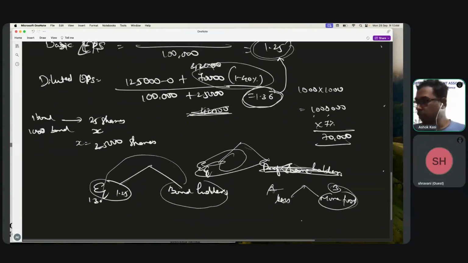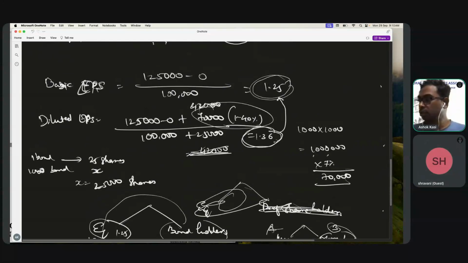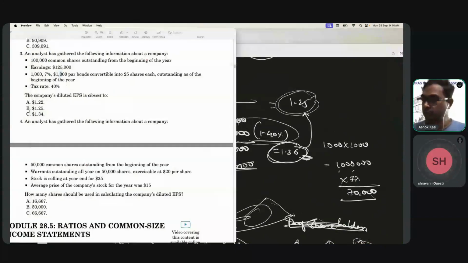On the other hand, A, you are having less food and B has more food, and you have the option to mix. Then what will you do? You will decide to mix because it will become more. So that's why here, because it is more already after dilution, you will not accept this one. You will not convert. So it is anti-dilutive. So only 1.25 is accepted. Just check. Yes, it's 1.25.